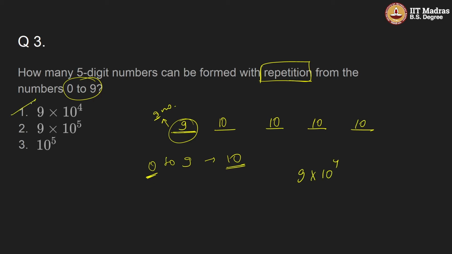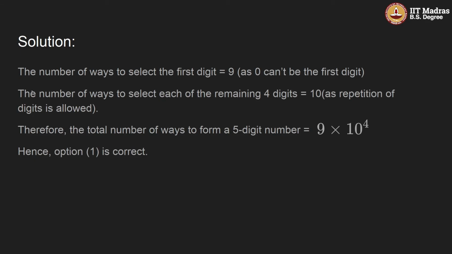That is option 1. So let us see the solution here. The number of ways to select the first digit is 9, as 0 can't be the first digit. The number of ways to select each of the remaining 4 digits will be 10, as repetition is allowed. Therefore, the total number of ways to form a 5-digit number will be 9 into 10 raised to the power 4. So option 1 is correct.